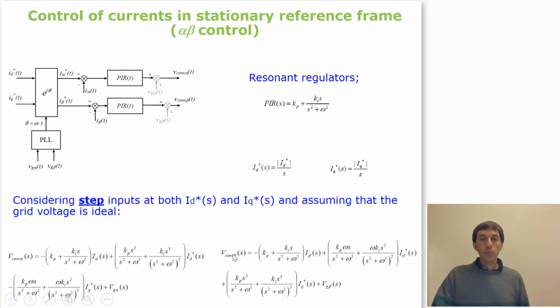And for the beta component of the converter voltage, we have something very similar. These two equations are very symmetrical. Here we have the same term, and this term is equal to this one, while this term is equal to this one.